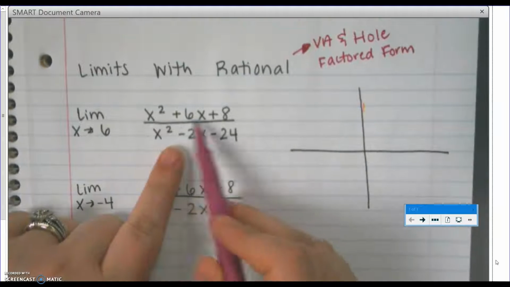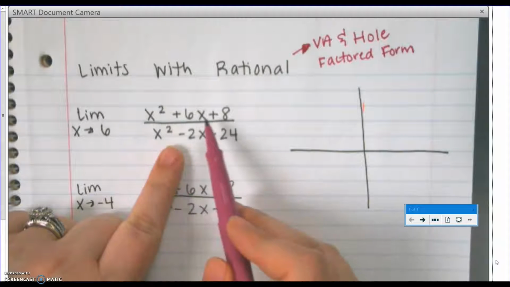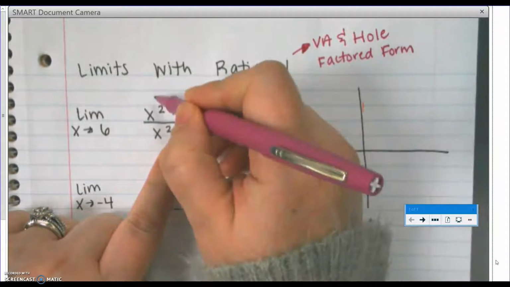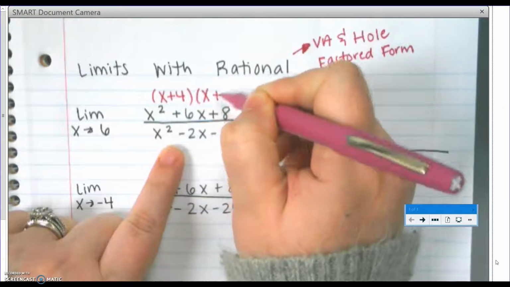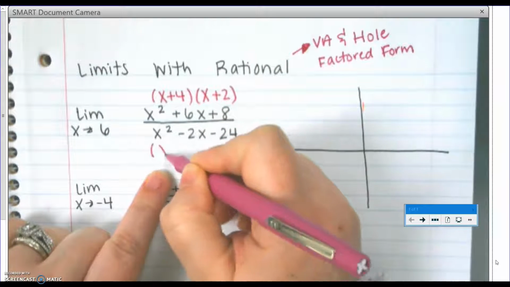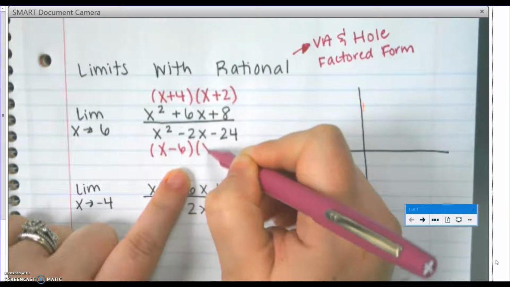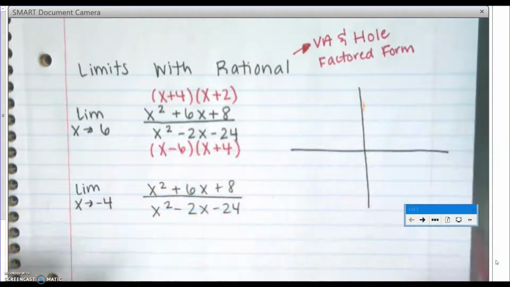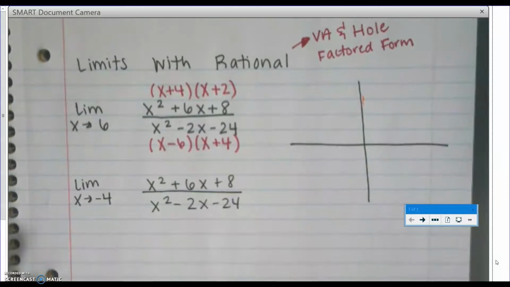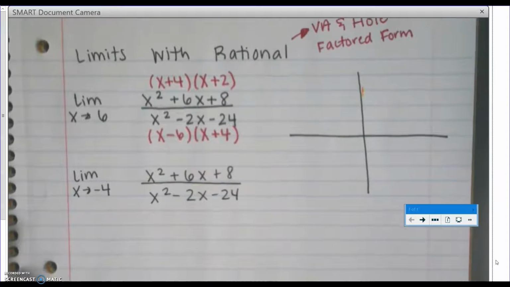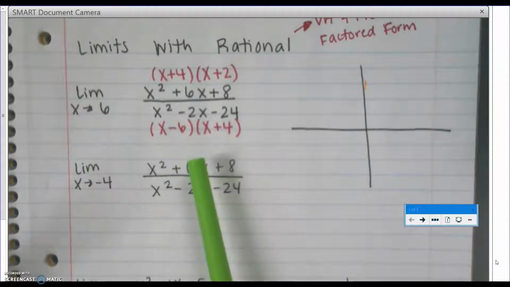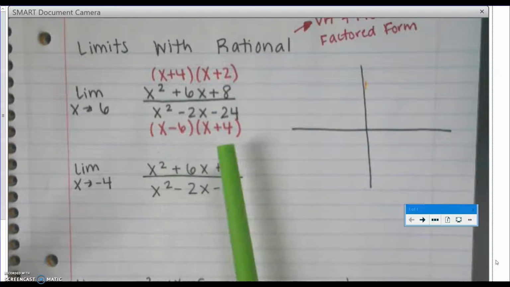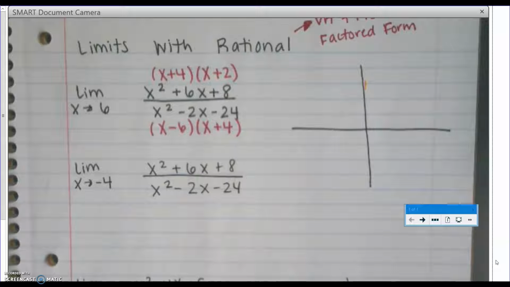All right, so I'm going to go through the factoring process quickly for these. This factors into x plus 4 and x plus 2. This factors into x minus 6 and x plus 4. So we need the factored form of the numerator and the denominator. Before I answer the limit question, I want to look at the factors of my denominator and figure out which one is a vertical asymptote, which one is a hole. Are they both vertical asymptotes?